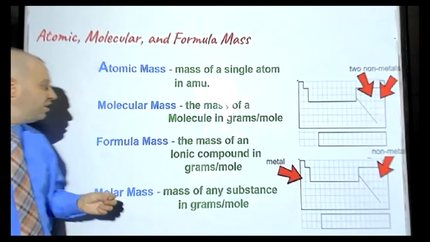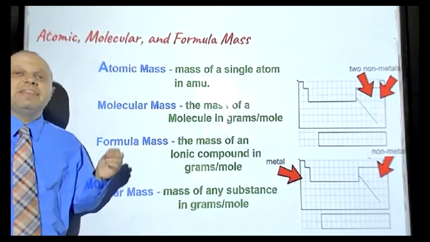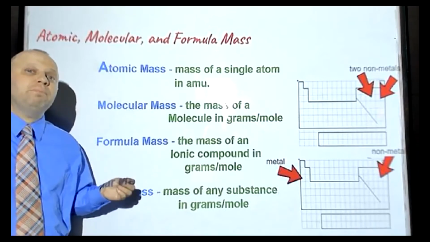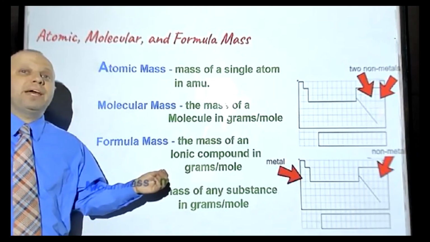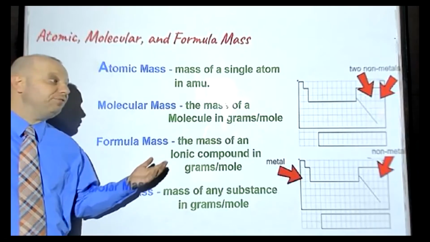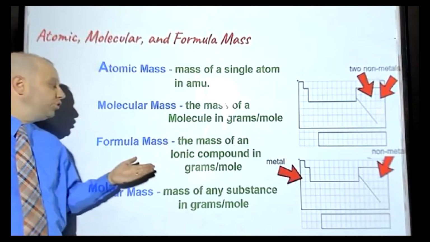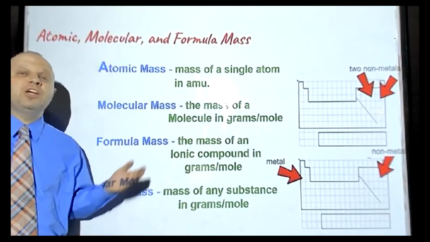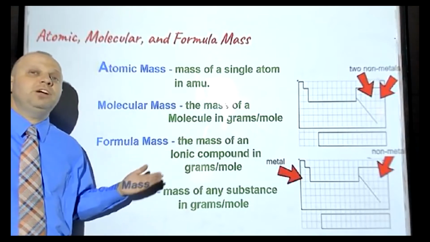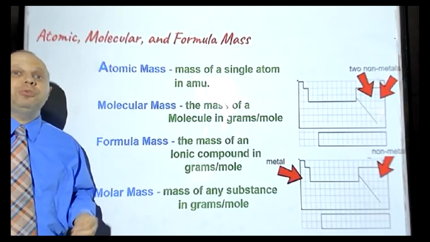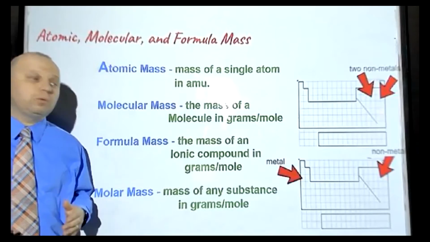The same can be said for formula mass. This refers to an ionic compound. An ionic compound is composed of a metal and a nonmetal. Metals are found on the left side of the table. Nonmetals are found on the right side. So in order to use the term formula mass, you would need a compound consisting of 1 metal and 1 nonmetal. I prefer to use the universal term molar mass.